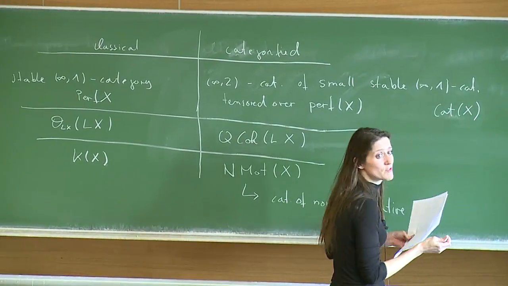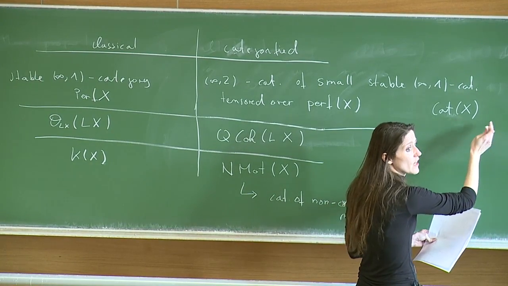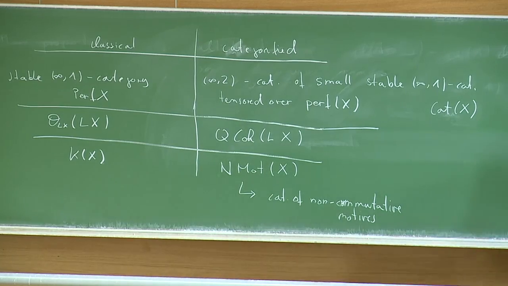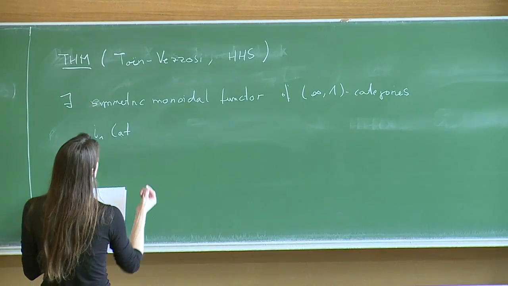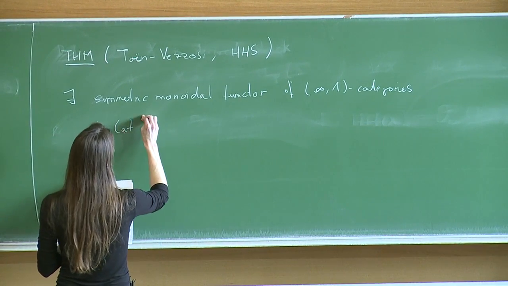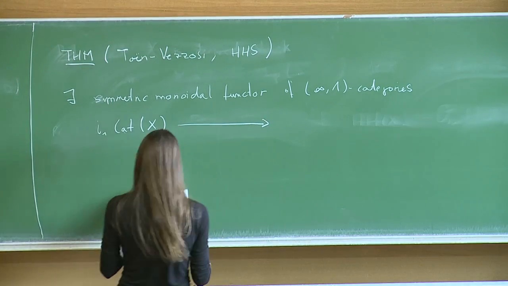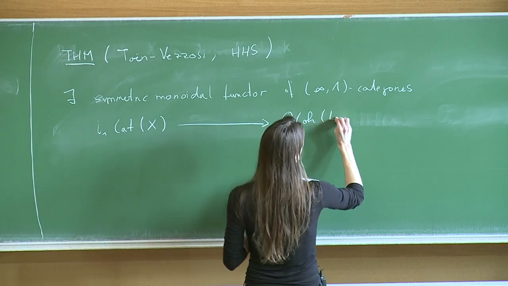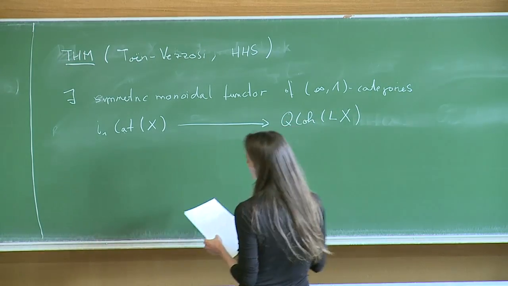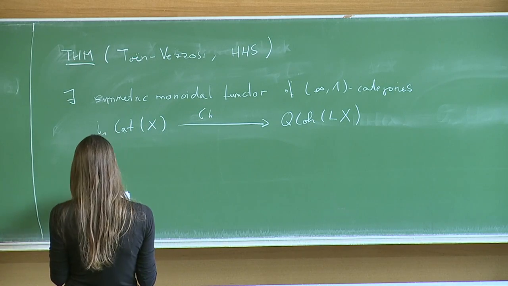If you're familiar with sheaves of categories, you can also replace this category by sheaves of categories. This is naturally an infinity 2 category, but I will look at the underlying maximal infinity 1 category, because I want to land in an infinity 1 category, which is Q-core of L x. So this is the categorified Chern character.